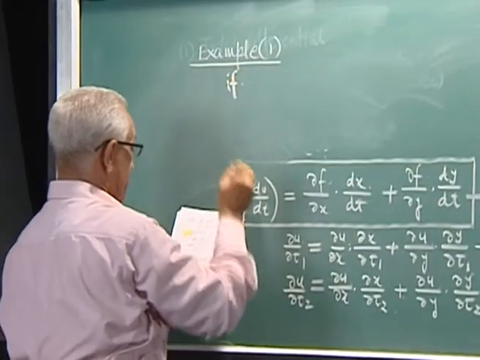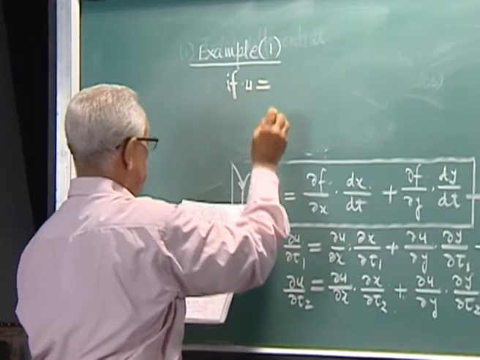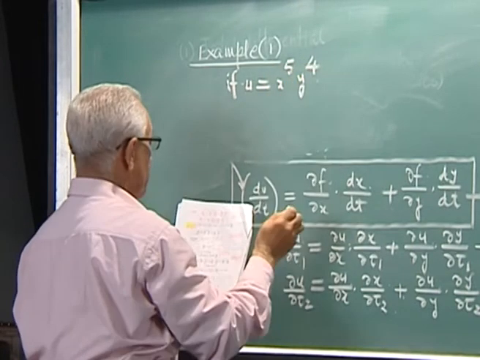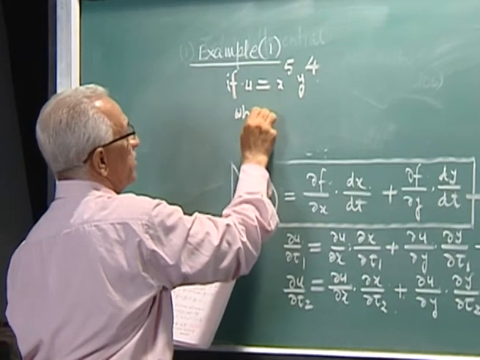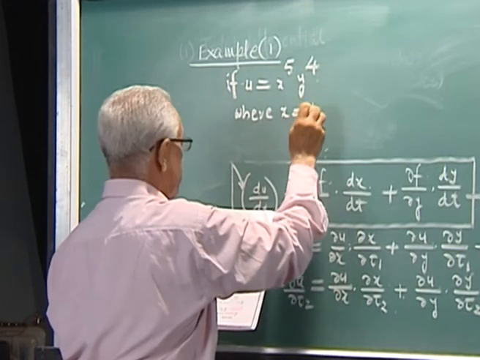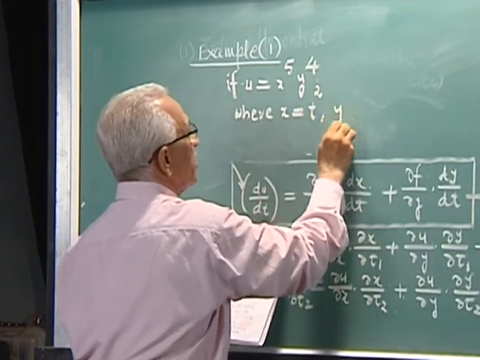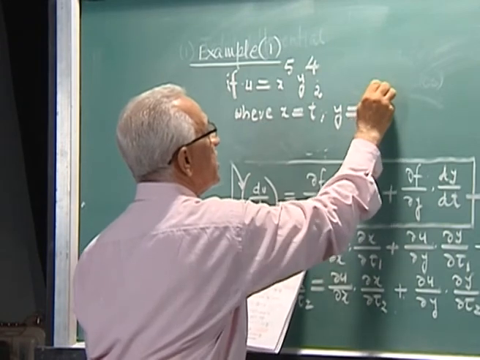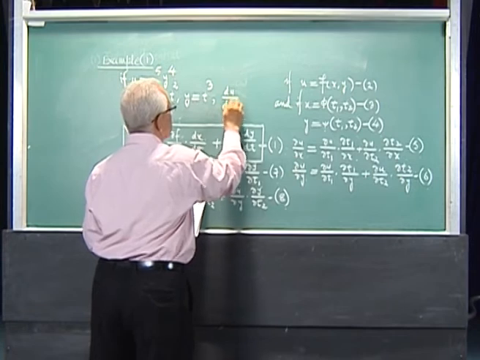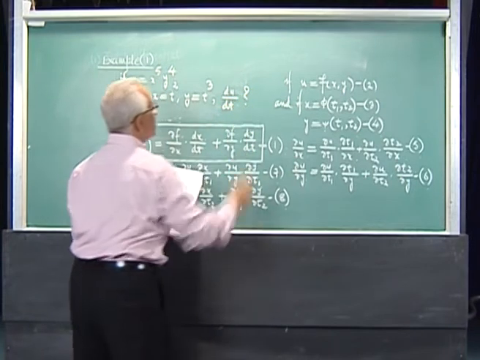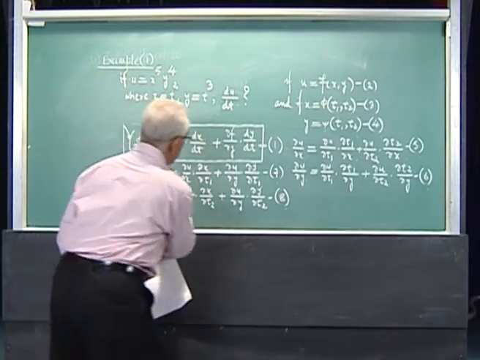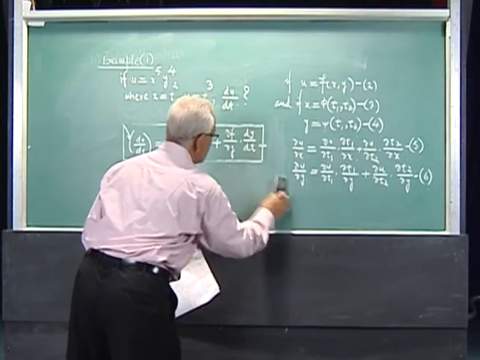we have u is equal to x to the power 5 y to the power 4, where x is a function of a single parameter t, that is t square, and y is also a function of t, that is t cube. The question is what will be the value of du dt. We want to find du dt. This relation goes, and it is easy now for us to evaluate it simply by putting in the values.